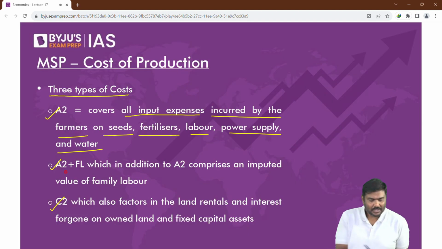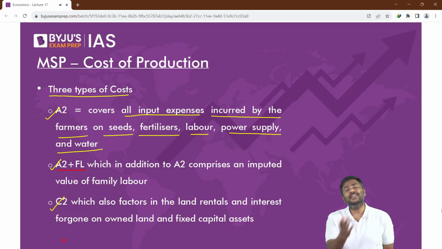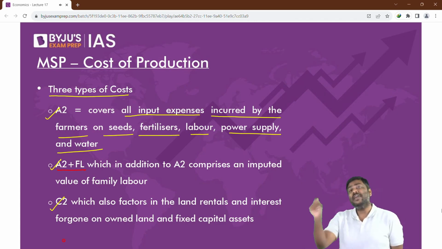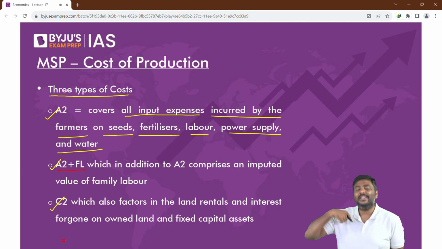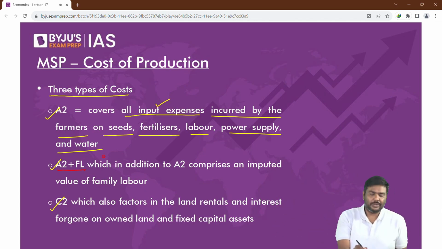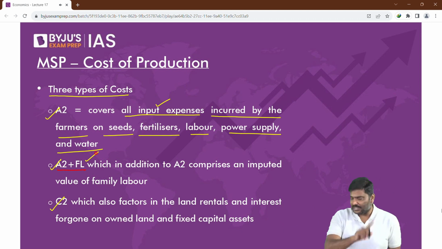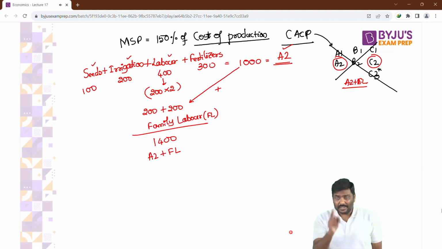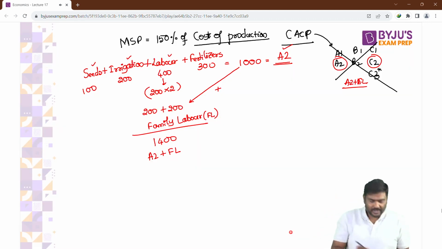I hope you understand this now. Second one is A2 plus FL. FL is nothing but family labor. Family labor is used, but we don't pay wages to family labor because we are working on our own field. This was not counted in A2, but will be counted in A2 plus FL. And remember the next point, this is very important.